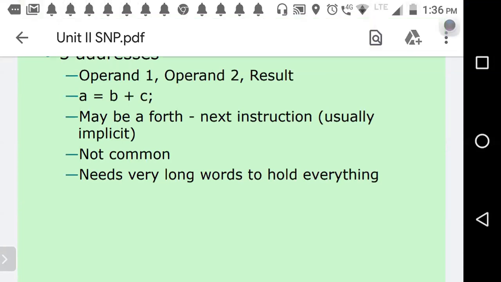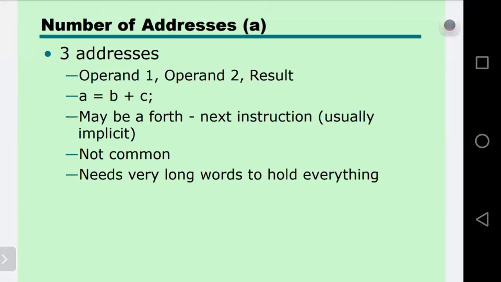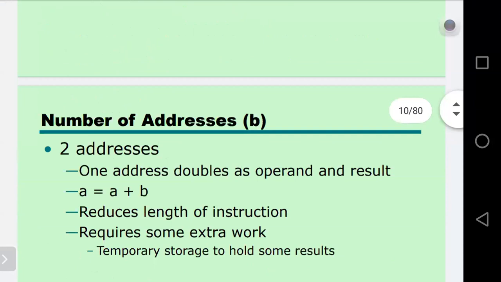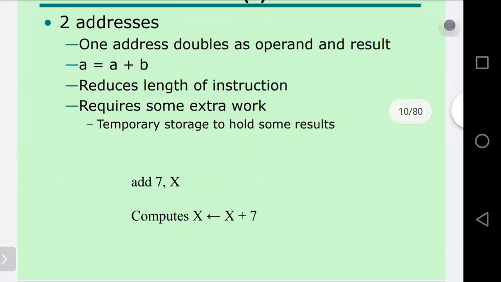Like here, three addresses: operand one, operand two, and the result. So A is equal to B plus C. How many addresses are required? Three: A, B, and C, and a fourth one to point to the next address. A similar thing we can do with two addresses. How? Like A is equal to A plus B.